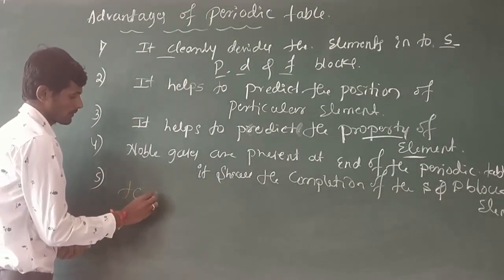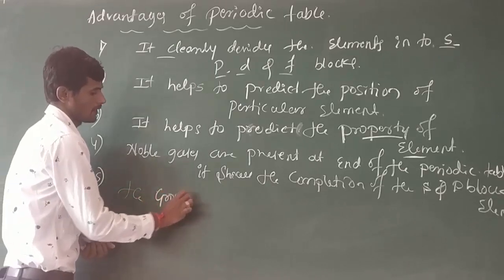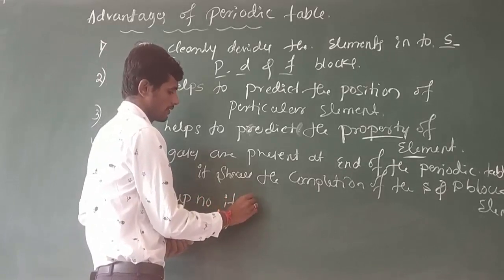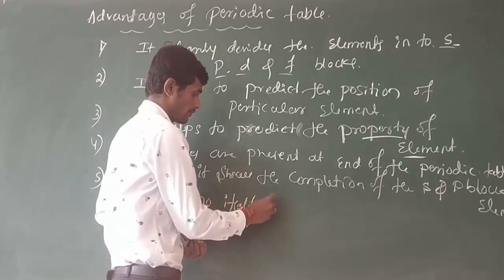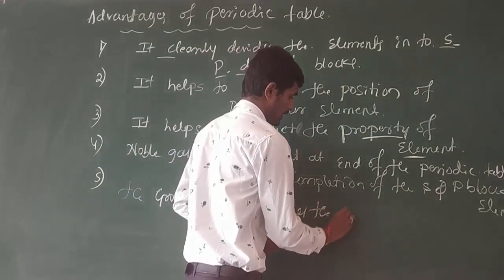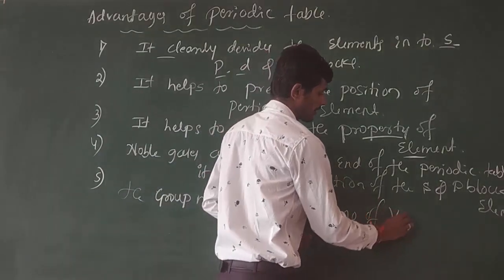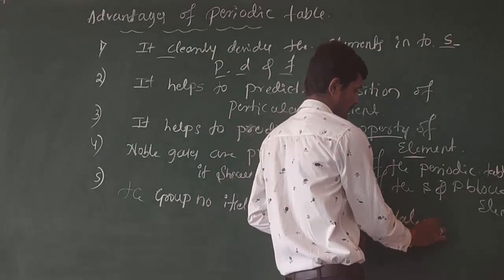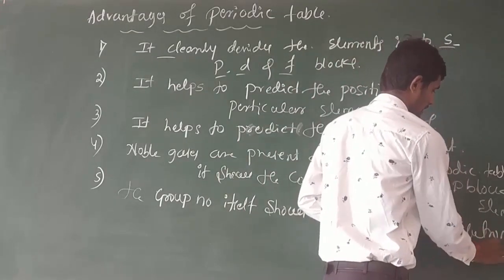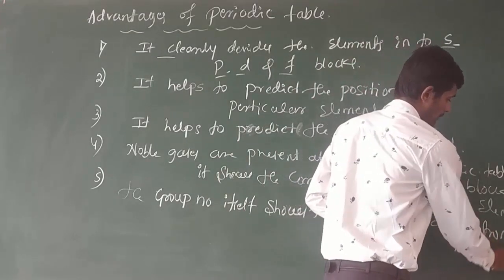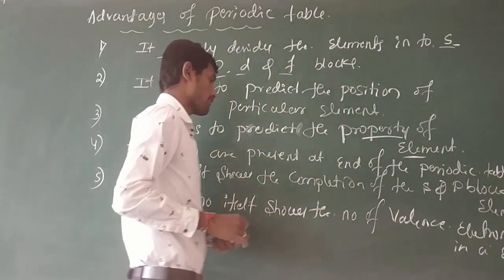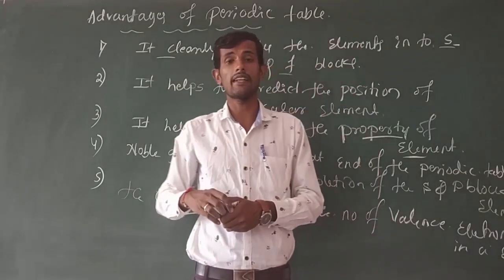The group number itself shows the number of valence electrons in an element. Yes, so this is the big point. Group number itself shows the number of valence electrons in an element.